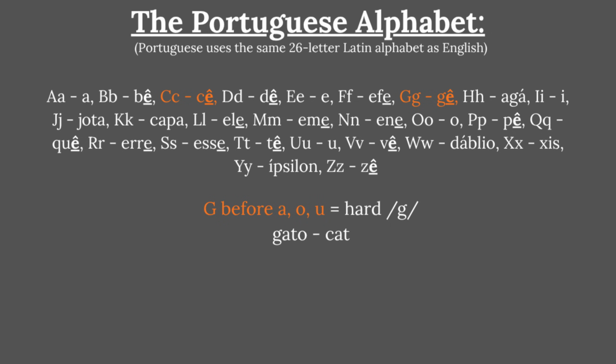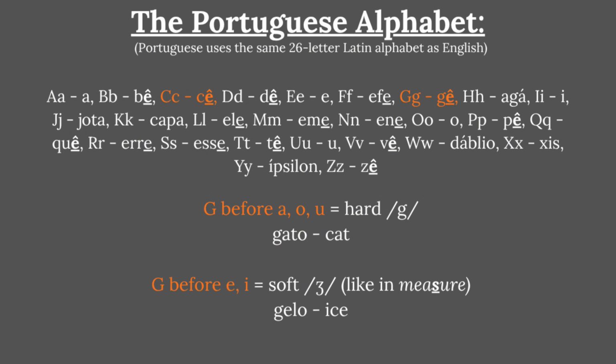When placed before A, O, or U, it makes a hard G sound, like in gato. When placed before E or I, it makes a soft J, like in gelo. The English equivalent of the sound is the J in pleasure.